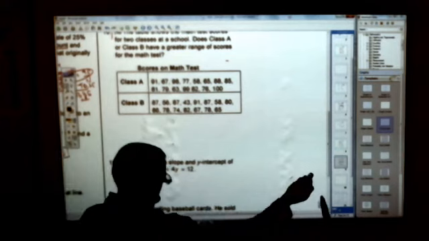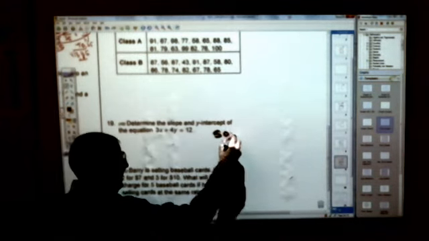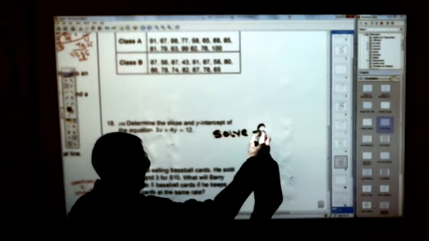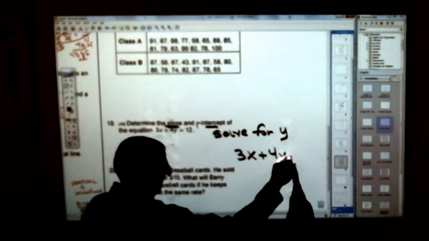Number 19, somebody? How about this? Solve for y. Why do we want to solve for y? Because slope-intercept form is solved for y, and that gives you both the slope and the intercept. Watch how easy, ladies and gentlemen.